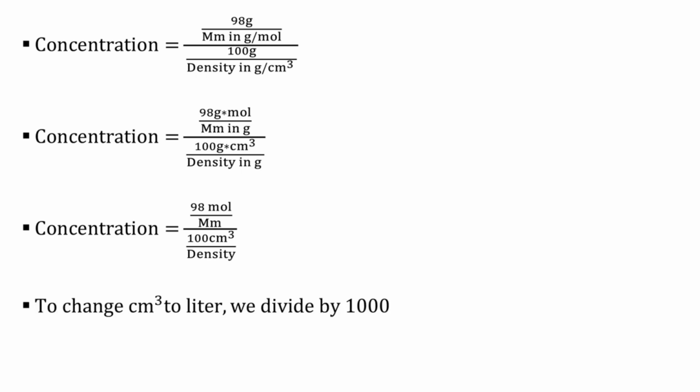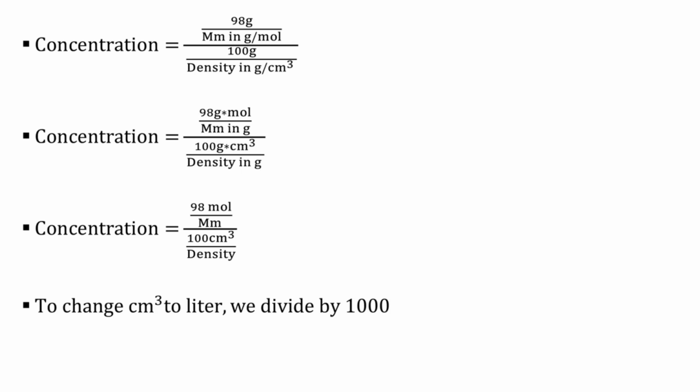We have 98 grams, the molar mass in gram per mole, 100 grams dividing with the density in gram per centimeter cube. So we can cancel the units which are the same. Then we obtain 98 dividing with the molar mass, because the gram above will cancel. Then we remain with 100 per density in centimeter cube. So we are remaining with the moles above, and with centimeter cube. So we don't have per liter.